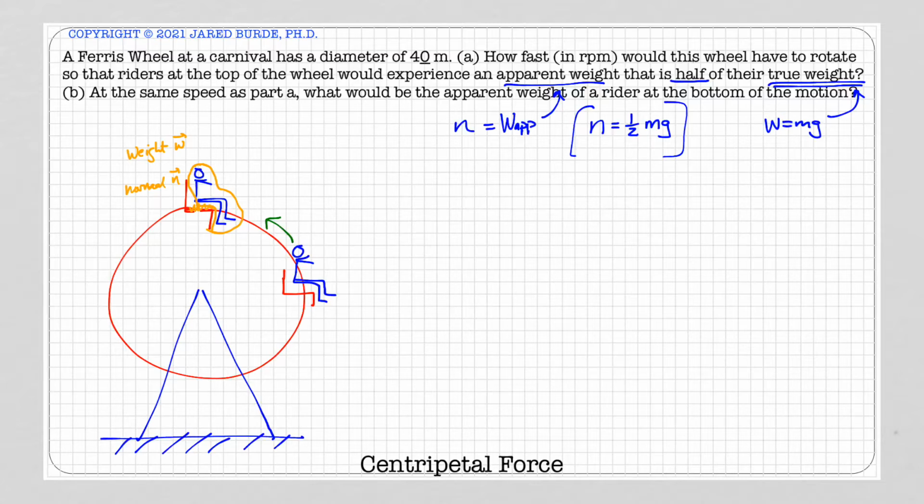Also, on this Ferris wheel, they're headed backwards in this case, and they're traveling in a circular path around the Ferris wheel. So they must have a centripetal acceleration pointing towards the center of the circle, and they must have a centripetal force, a net force, acting in that direction as well. We know that by virtue of being on a circular path, you must have a centripetal acceleration pointing towards the center of the circle.